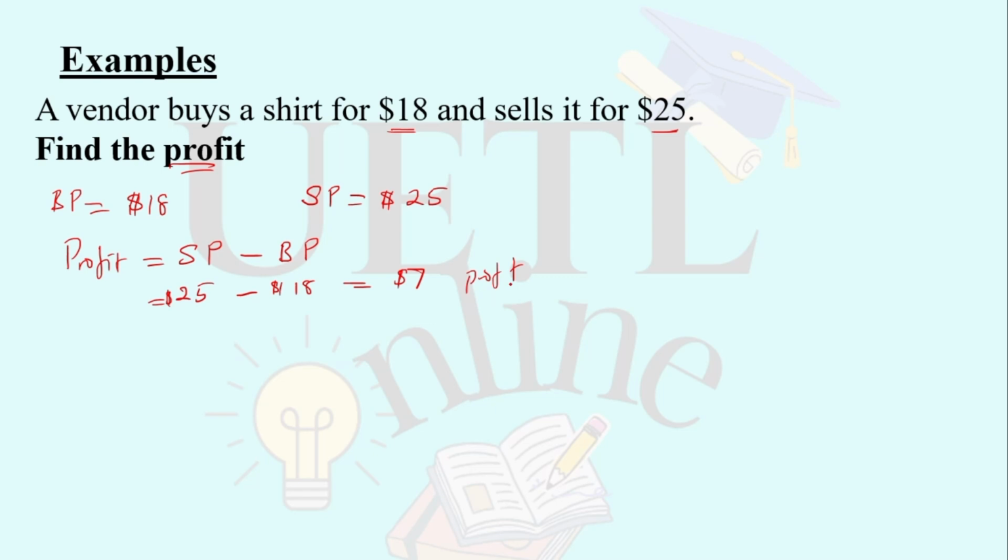This is what you do. You just have to find which one is the buying price and which one is the selling price. Then for profit, you just subtract this from this. Let's go to the next example.